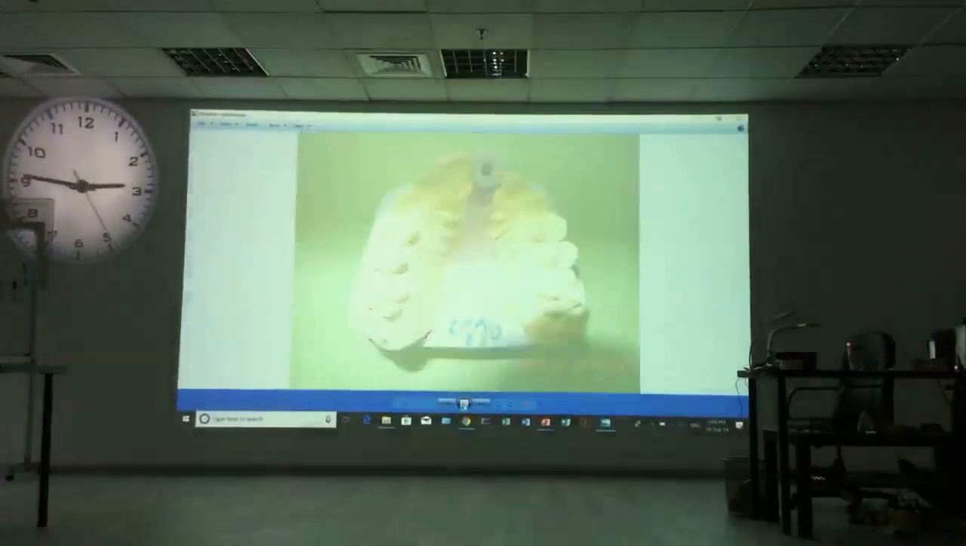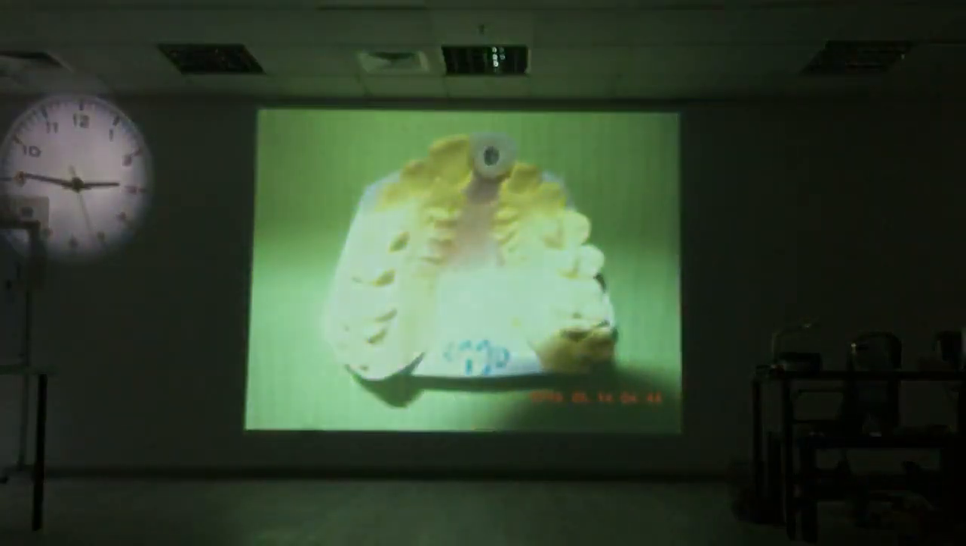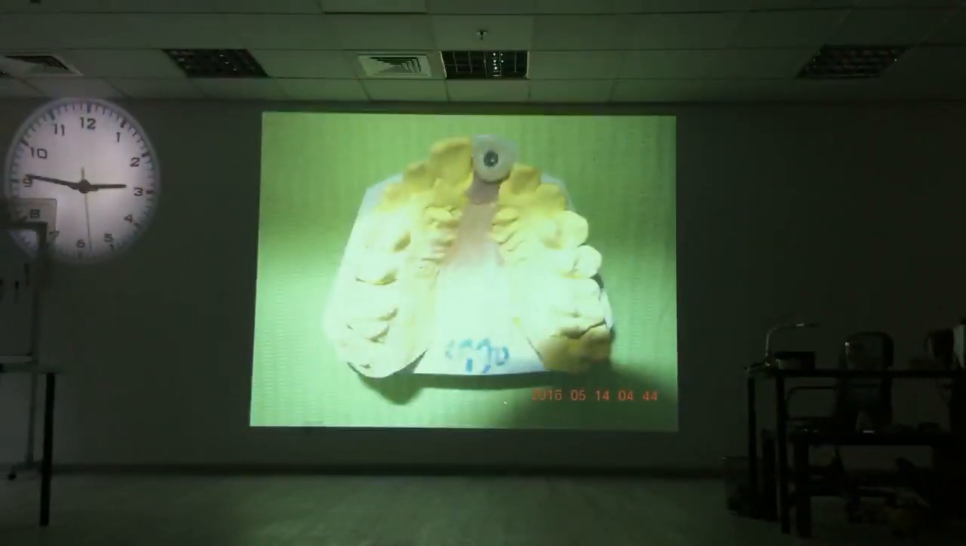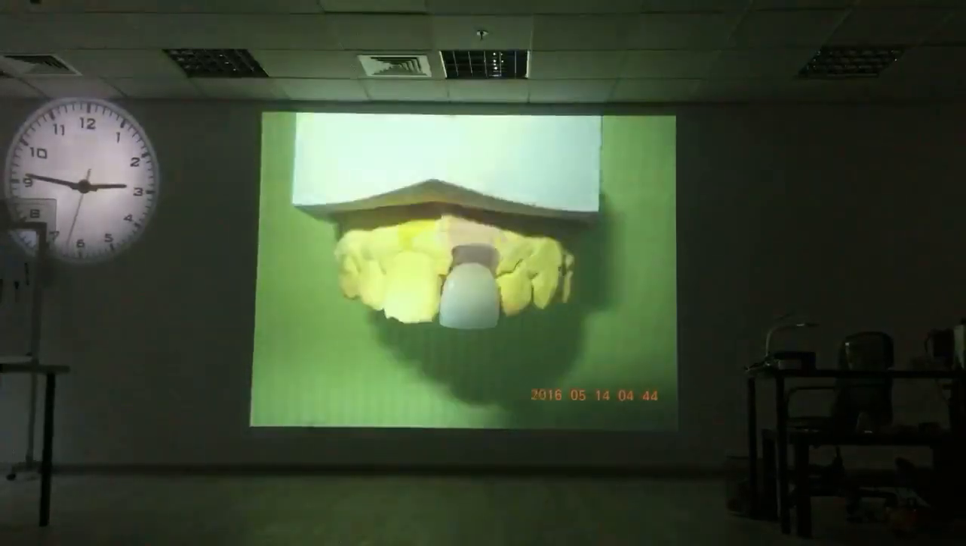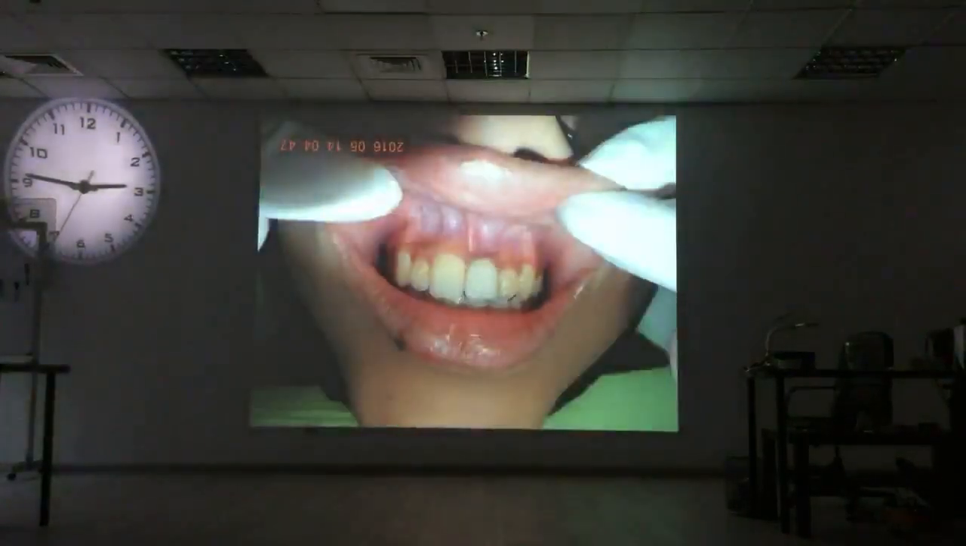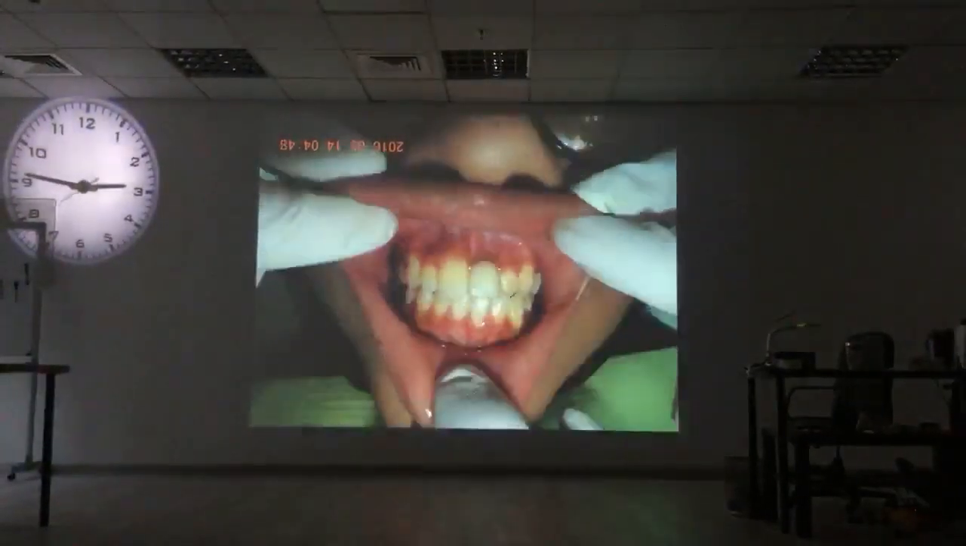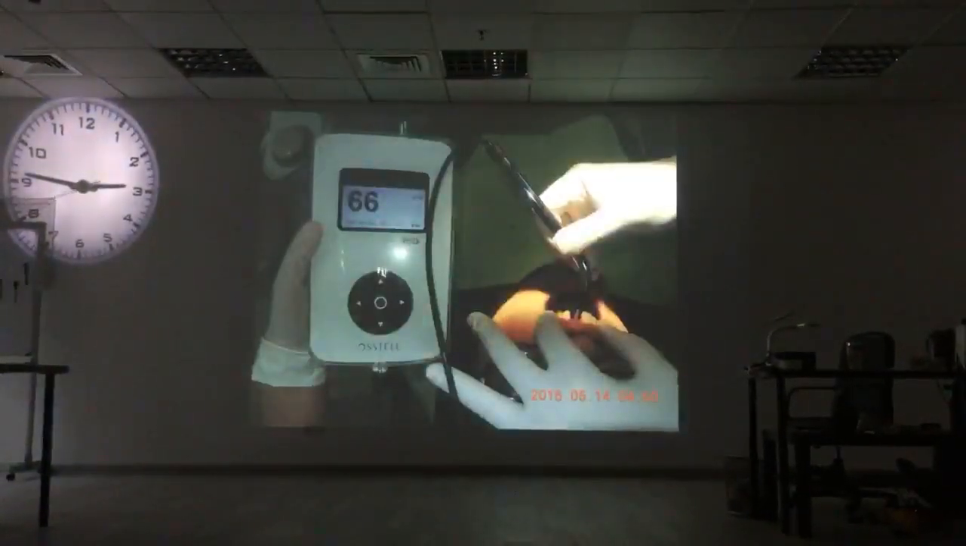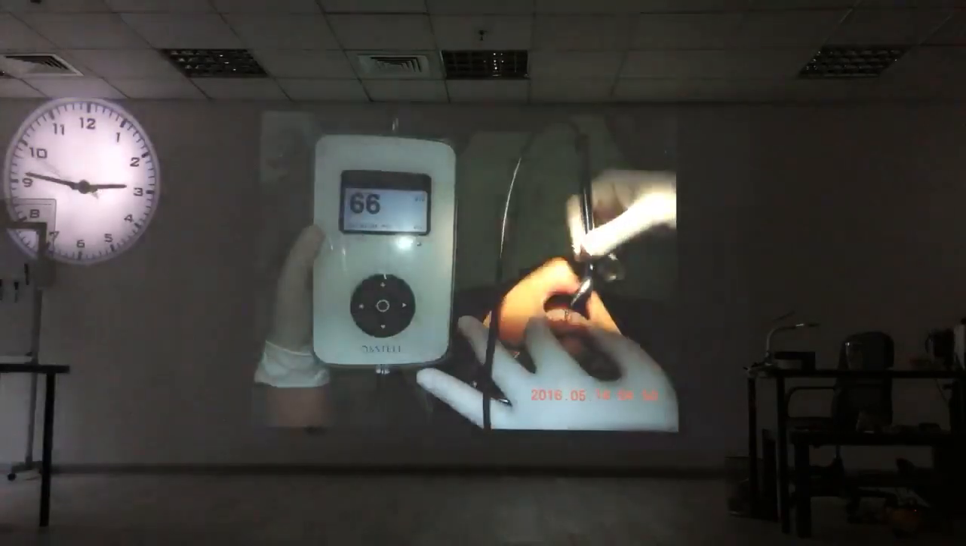So this crown was made when? One week after the surgery. But we didn't install it because of the bone. So the patient comes and we try it on, it's fine. We check the Osstell, we have a 66, which is not great, but since it's above 60, it's acceptable.